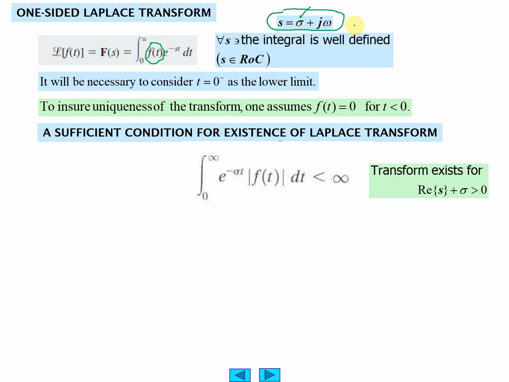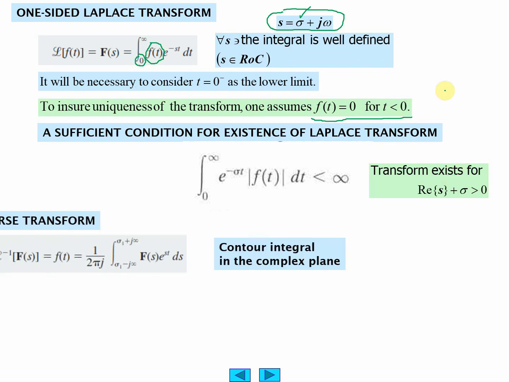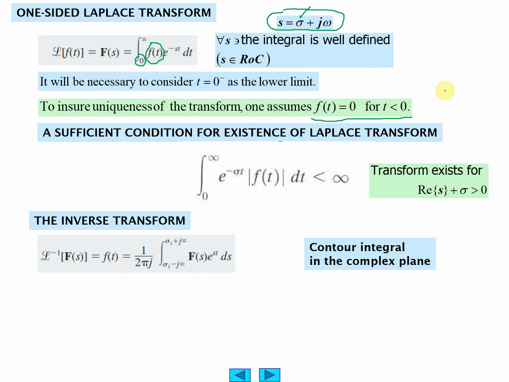Okay, and for t, we want a solution for f, the function itself, which is 0 for t less than 0. You'll notice the lower bound of the integral is 0. And this just says you have to make sure the integral is bounded, that it will converge on some finite number.